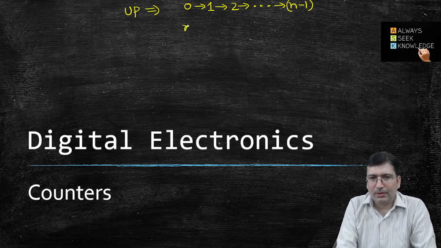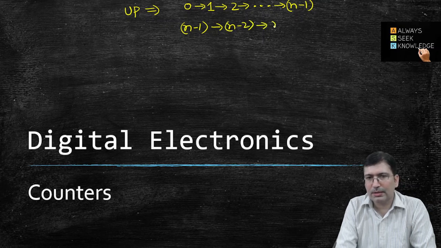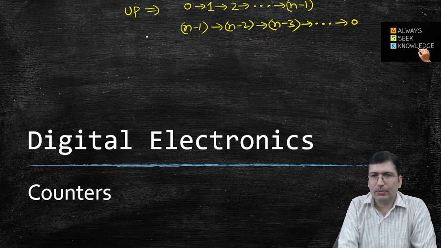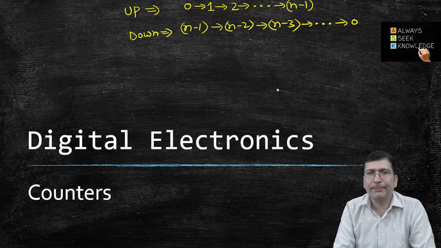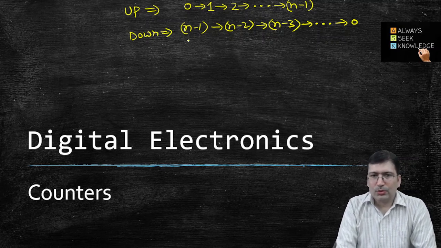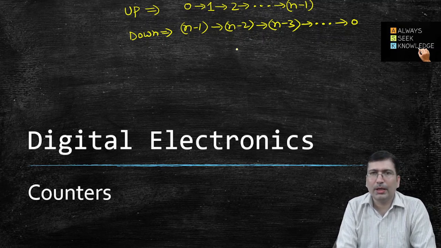If a counter starts from a maximum value, let's say n minus 1, and then it decreases that value to n minus 2, and then it reaches n minus 3, and then dot dot dot, let's say it reaches 0. Such kind of counting we consider as down counting. So these two types of general counting we may have.